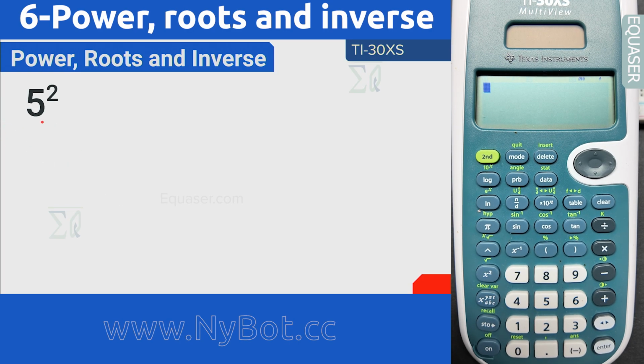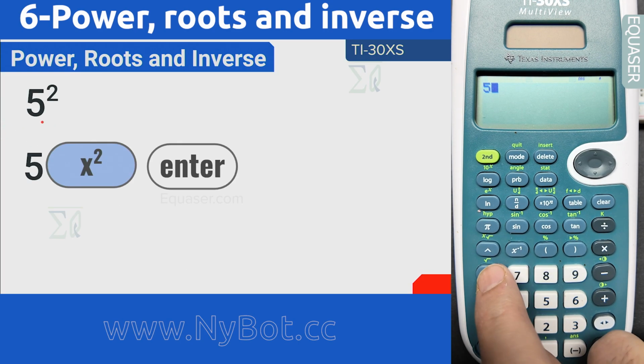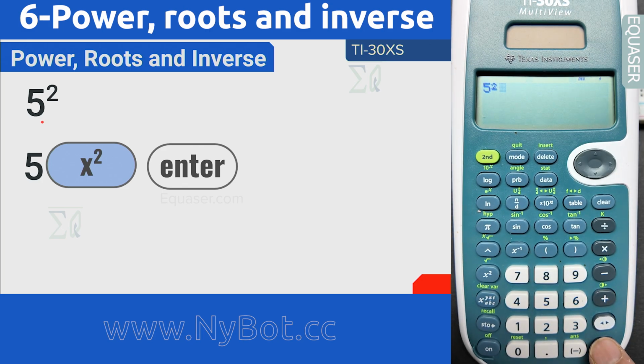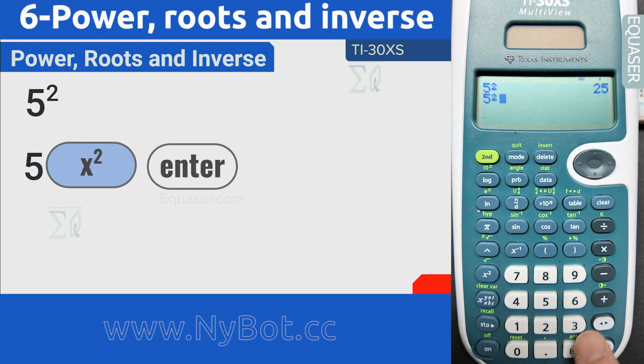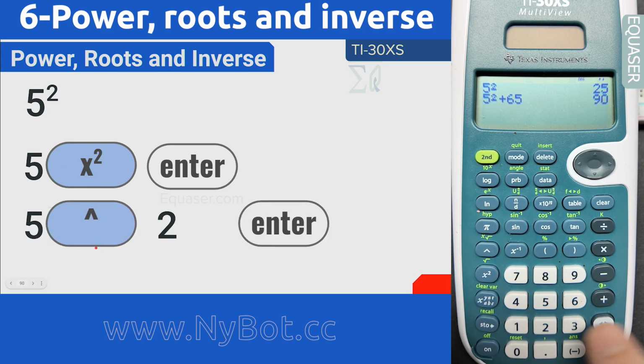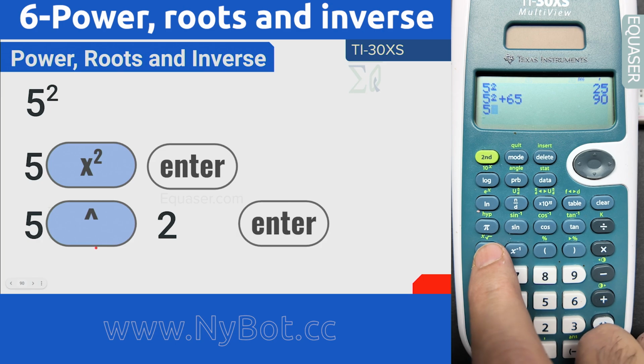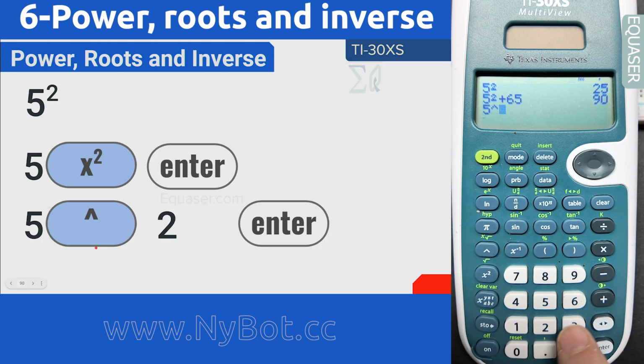Now if you want to do 5 squared, we just type 5 and then this button squared, and if I press equal, the answer is there. Or you can continue 5 squared plus something. You can do it also 5 with this button. This is for any power. In this case also we can do 2.